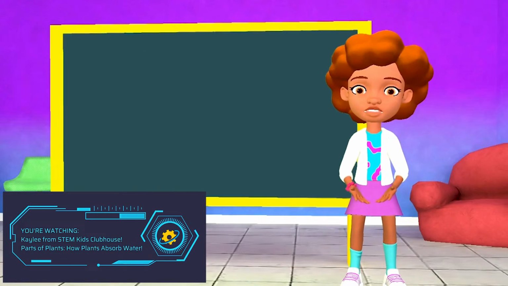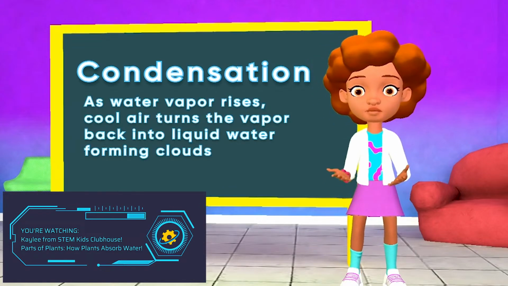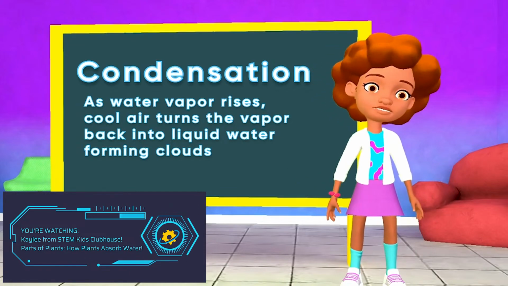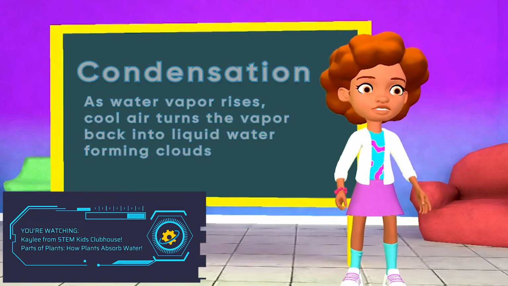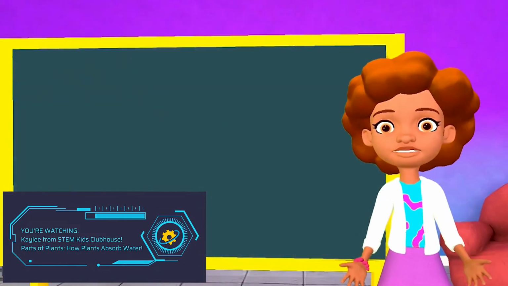Stage 3 is called condensation. As water vapor goes higher and higher above us, the cold air of the atmosphere turns it back into liquid water. This is where clouds come from.